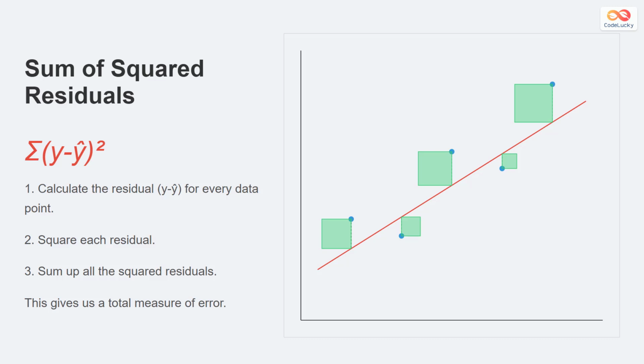The term sum of squared residuals sounds complex, but it's a straightforward process. First, we calculate the residual for every single data point. Then, we square each of those residuals. Finally, we add them all up. This total gives us a single value that represents the overall error of our model.